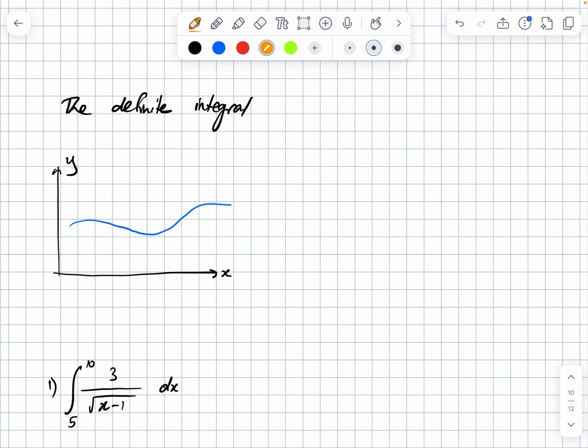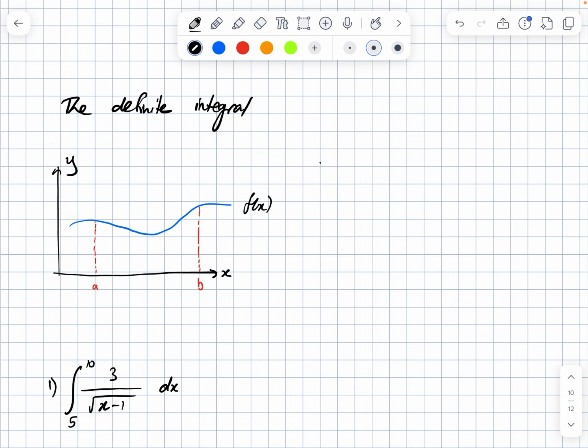And in a definite integral, instead of integrating between infinite values of x, we are now going to introduce two limits, a lower and upper limit. So in the case of this function here, just a random function f of x, if we wanted to introduce a definite integral, we could say integrate between this value here, let's call it a, and this value here, let's call it b.